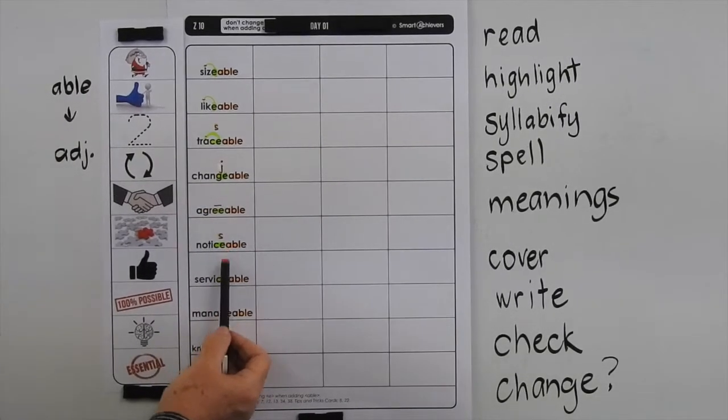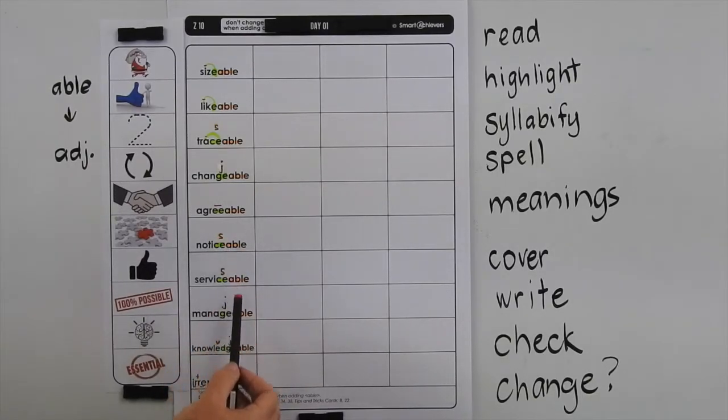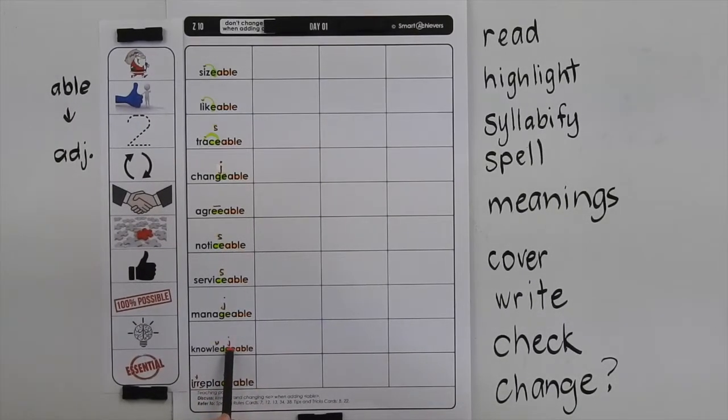Noticeable, once again, with all these words we've got the CE. It's making the C make its soft sound S. And if it's GE, it's making the G make its soft sound J.